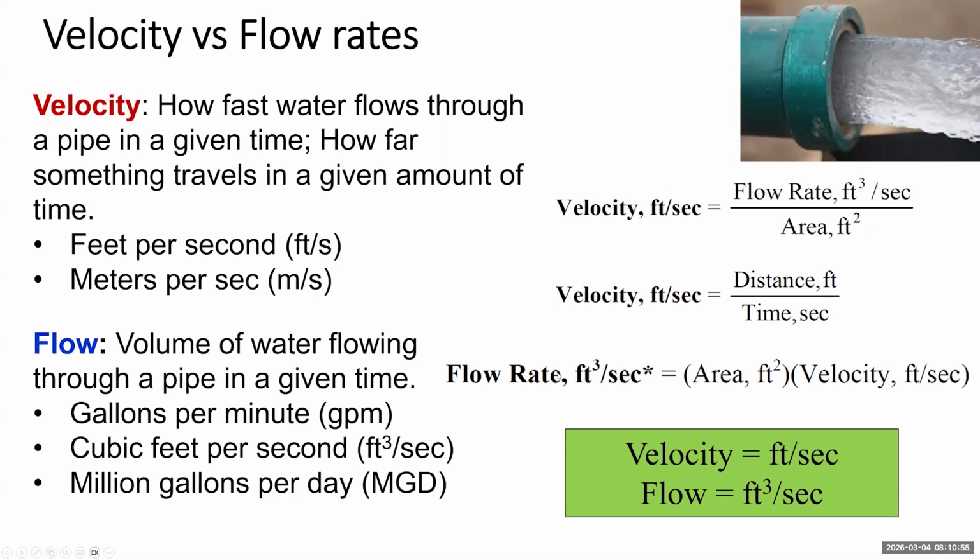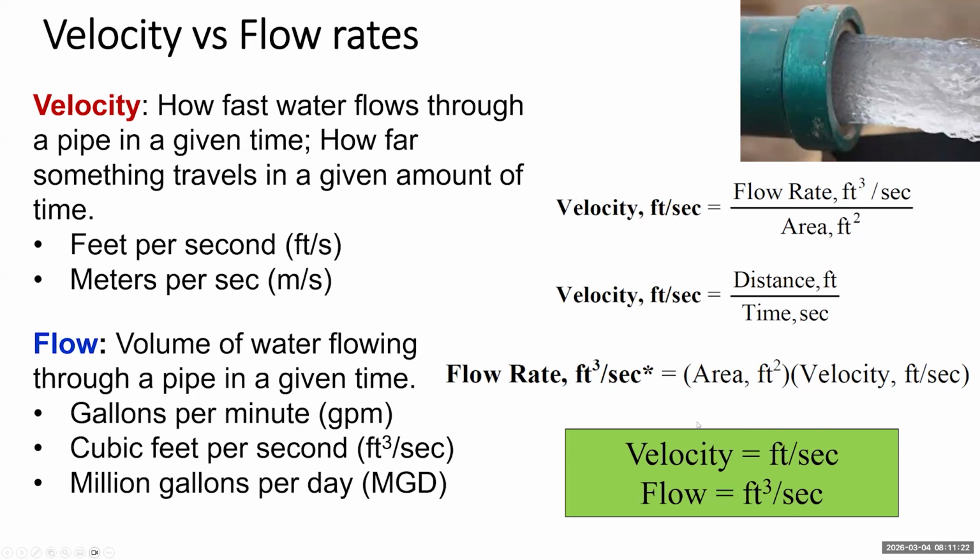And then flow rate, to calculate flow rate, you're going to take the area of the pipe and multiply it by the velocity. So you can see here, flow rate is in the velocity calculation and velocity is in the flow rate calculation. So they're obviously related, but they're not the same thing. They don't have the same units. They're measuring two different things. So we want to make sure that you're familiar and you understand those two terms and those two concepts.